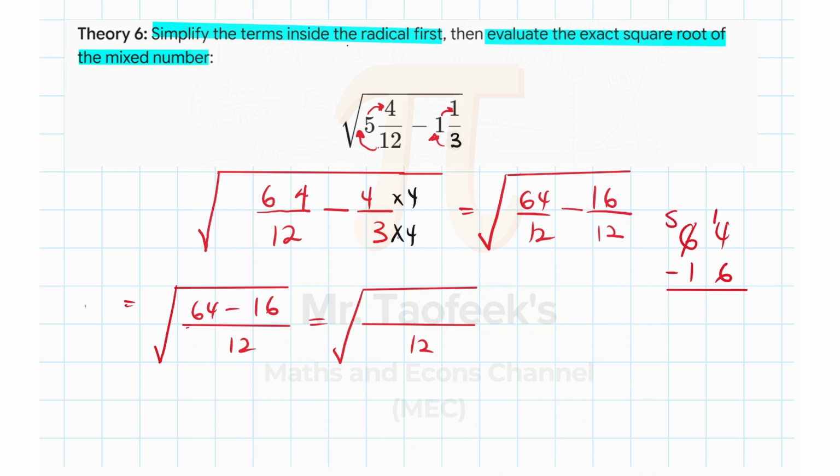We have to borrow 1 from this. This becomes 5. This becomes 1. 14 minus 6. That will be 8, I believe. Right. I believe that's going to be 8. 14, yeah. Minus 6. Yeah, that should be 8. And then 5 minus 1, that's 4. So that's going to be 48.